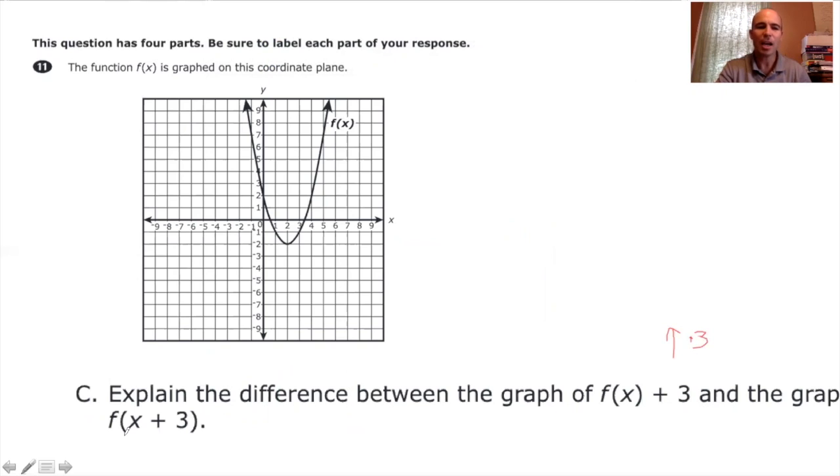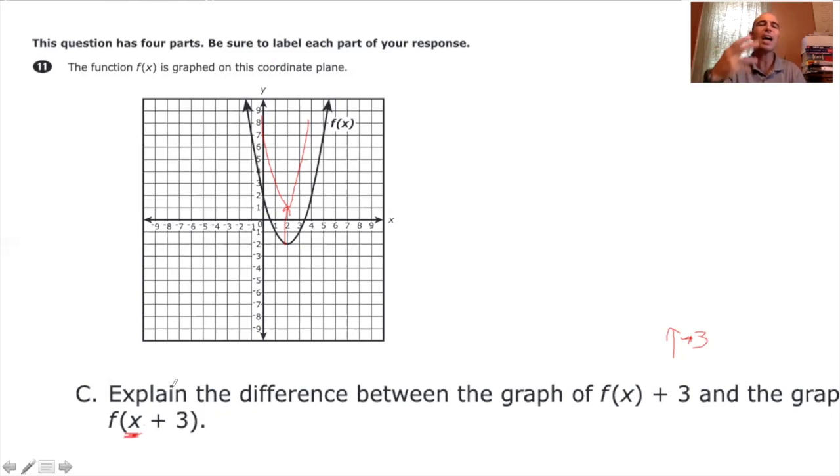right? And now what happens here, and this is kind of counterintuitive. You guys all kind of knew that if you add 3 to the whole thing, it just shifts it up 3: 1, 2, 3. You knew that. So that one would kind of look like this. I'm just doing a rough sketch. But what does this do? What happens when it's inside the parentheses?